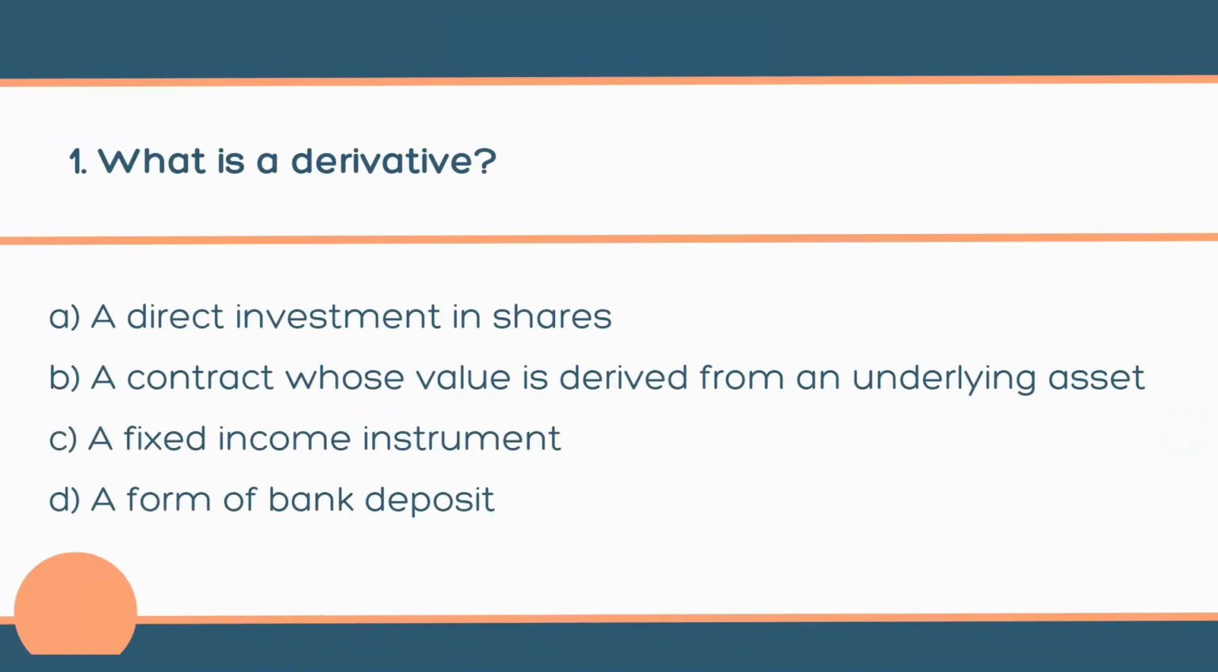What is a derivative? A contract whose value is derived from an underlying asset. So derivatives derive their value from other assets like stocks, gold or oil. You are not buying the asset. You are trading based on its price. So the answer is B.